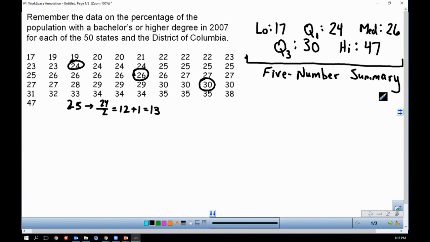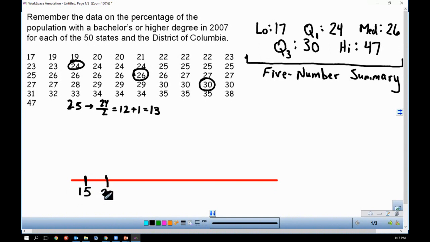Okay, so at this point, we have our 5-number summary. We can draw our box plot. We're going to, for now, just do a horizontal one. So let's draw our axis in there. Now, what do you think we should count by? 5? Okay. Where should I start? 15. Good. I'll start down here at 15, and then we'll count by 5s.